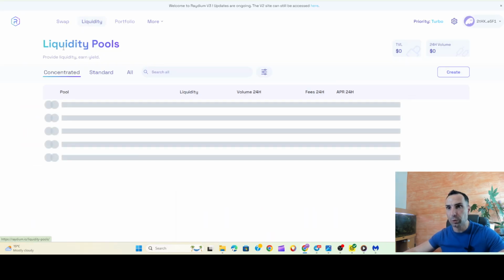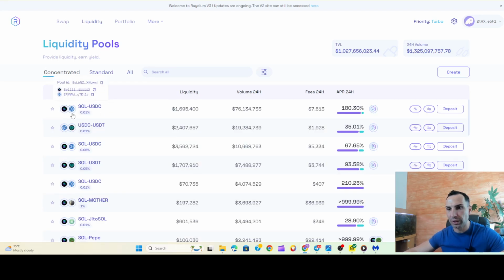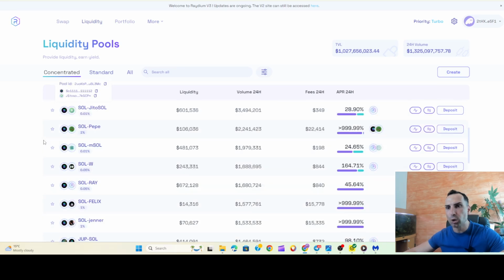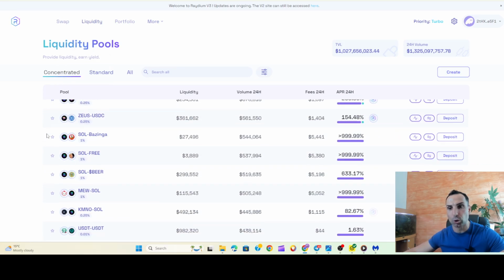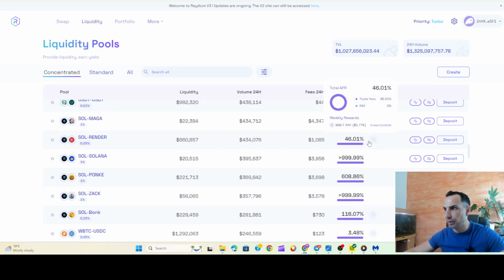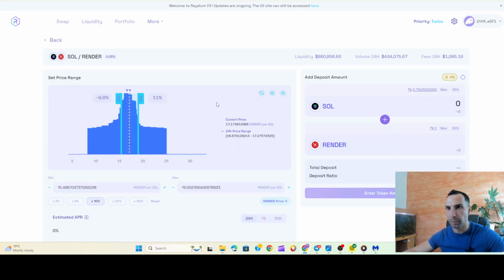So you go to the liquidity, you find the pair, you can just go right here and you will see them. The SOL and RENDER, it's somewhere here, but I know more liquidity is provided on Orca. However, let's check here. It's still not bad, the trading volume is only 400,000 bucks. If you go here to deposit and set up the range, we say here low 16 and up we say around 17.8.